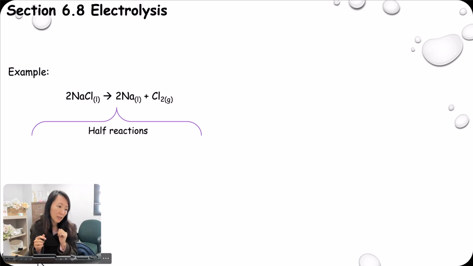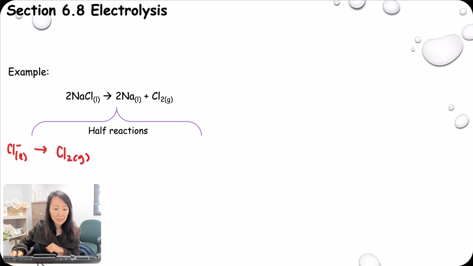First, for the oxidation reaction. So we have chlorine. So here's my chlorine minus, okay? And then that forms into Cl2 gas. I'm going to put a 2 here because I want to be consistent with the coefficient of 2.